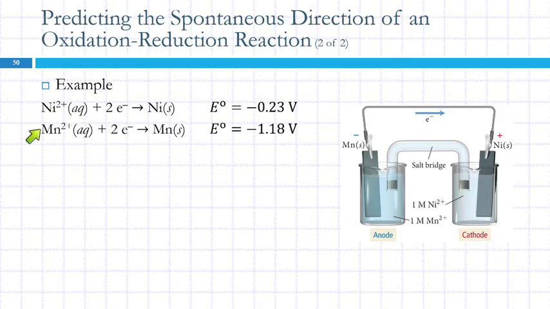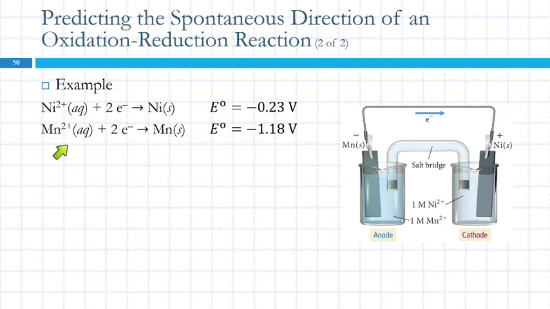So, predicting the direction for this one. We've got a nickel half reaction and a manganese half reaction. Here, they're both written as reductions because that's how they're written in the table. And we can look up the cell potentials for the reductions. Which one of these do the electrons want to get away from more? The more negative one. This is more negative. Electrons will want to leave, right?